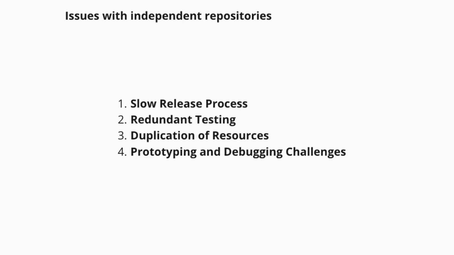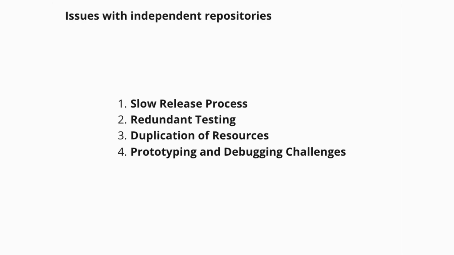One of the primary challenges when dealing with multiple repositories is the inefficiency it introduces into our workflow. Let's delve into some of these challenges. Slow release process. Updating a dependency within a core package triggers a cascade of pull requests across various repositories to ensure all dependencies are updated accordingly. This sequential process can lead to prolonged release cycles, worsening the situation if a rollback is required.